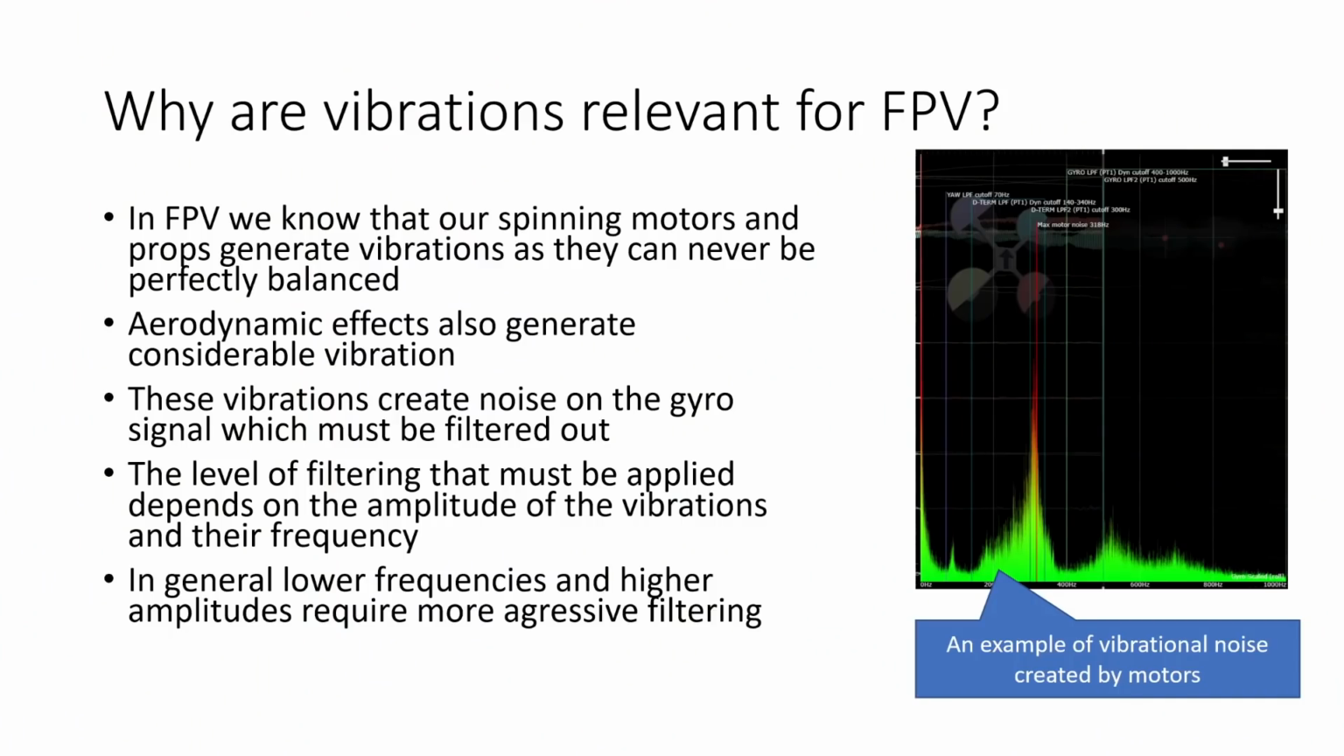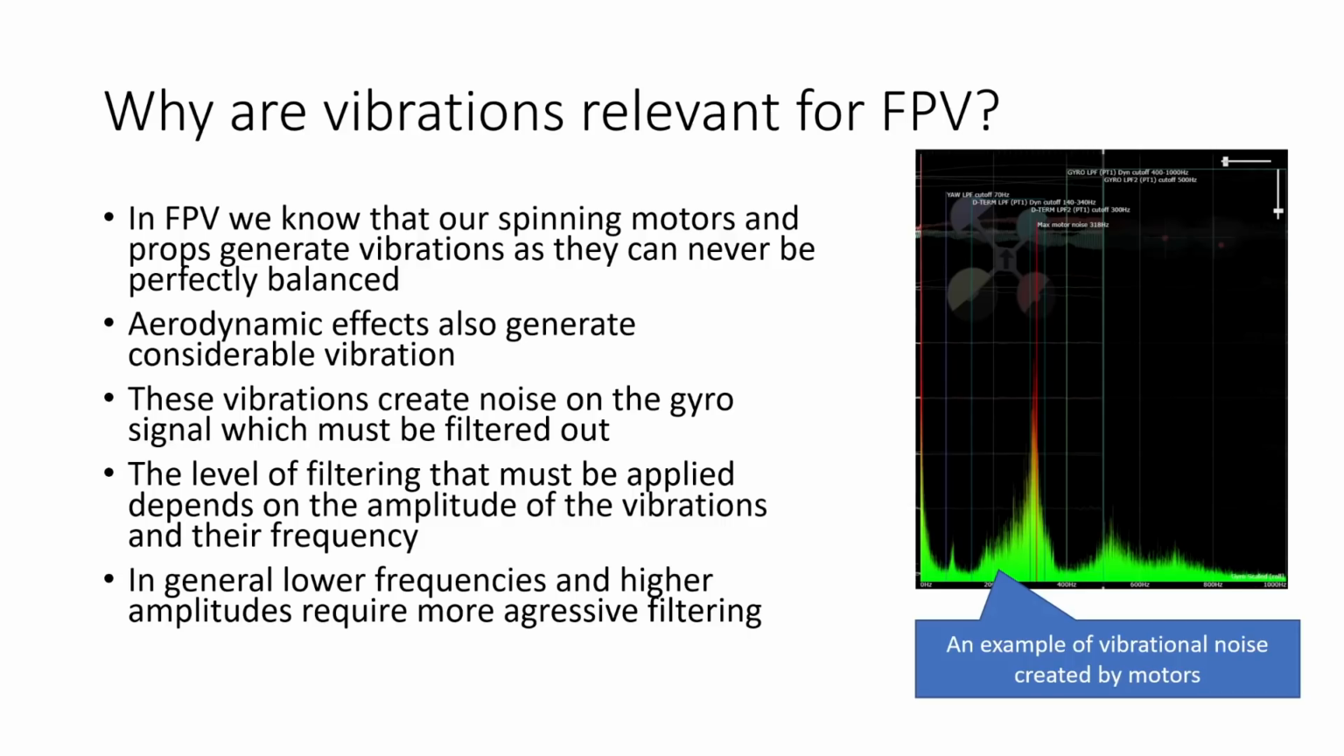So to start with, we have to ask the question, why are vibrations relevant for us as FPV pilots? Now in FPV, we know that our spinning motors and props generate vibrations because they're never perfectly balanced, no matter how hard the manufacturers try. But aerodynamic effects such as buffeting or blade stall also generate considerable vibration for our mini quads in flight. And all of these vibrations create noise on the gyro signal, which can obscure the real movement of the quad in the air. And so we have to try and filter out these vibrations so we can get a really accurate picture of exactly what the quad is doing and how it's moving in the air.